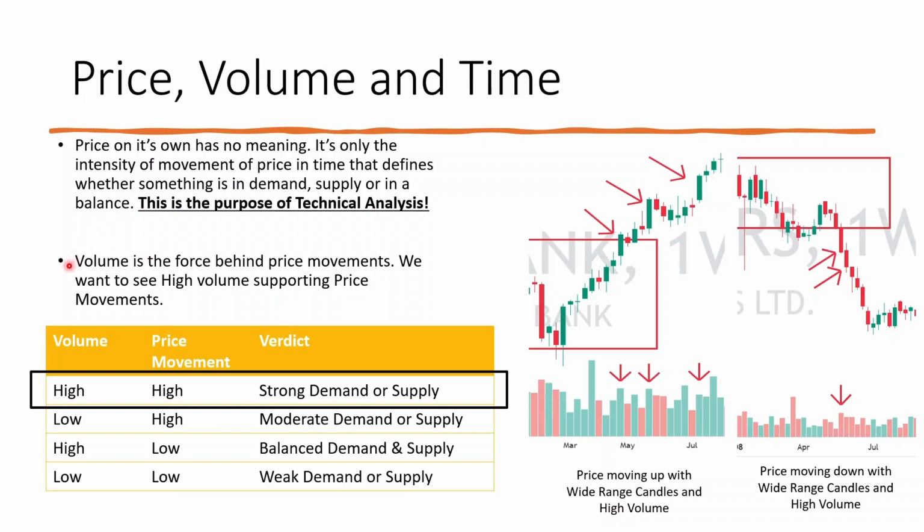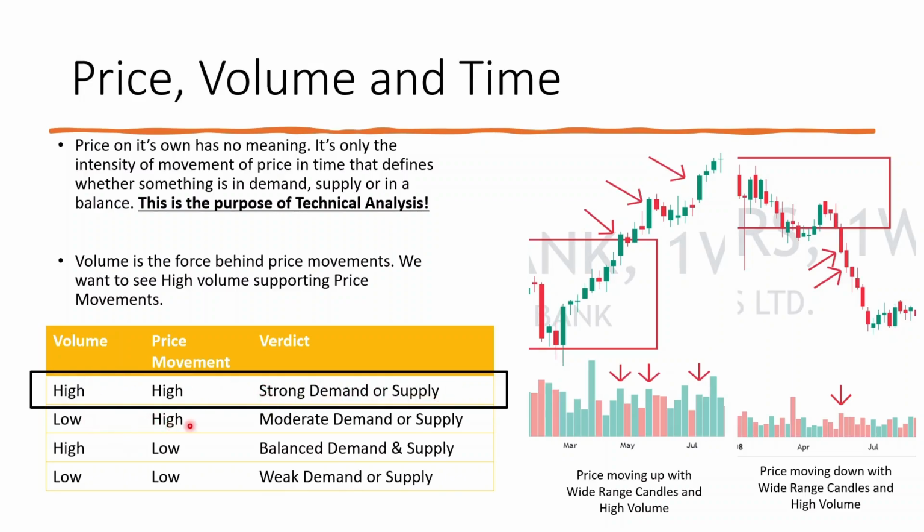So next is volume. Volume is the force behind price movements. We generally want to see high volume supporting price movements. That gives us much more confidence that the movement is actually coming on the back of real demand or supply. So here we can see that the ideal state is when the volume is high and the price movement is strong or high, and the verdict in such a case would be strong demand or supply.